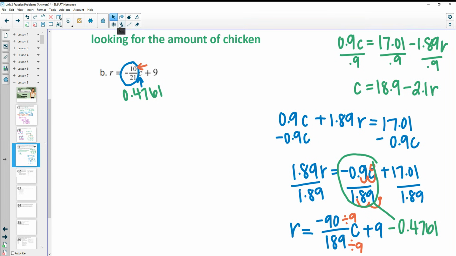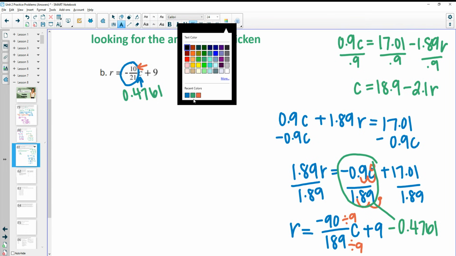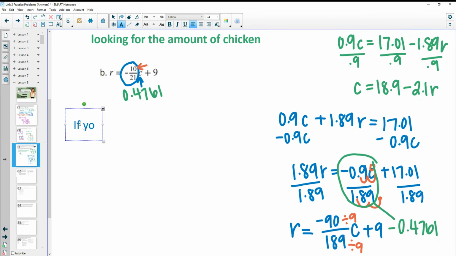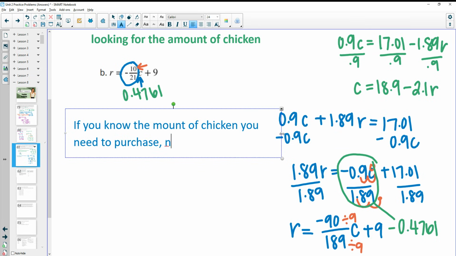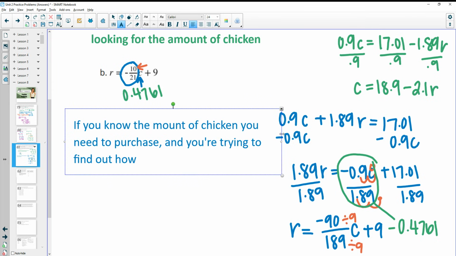So then when would this situation be helpful? So then again, if you know the amount of chicken you need to purchase, and you're trying to find out how much ribs you can buy.